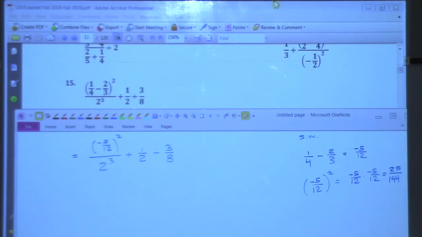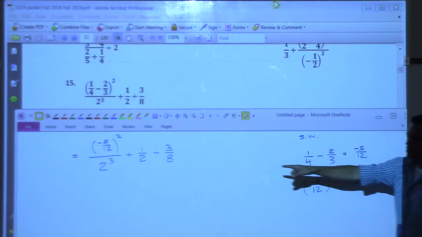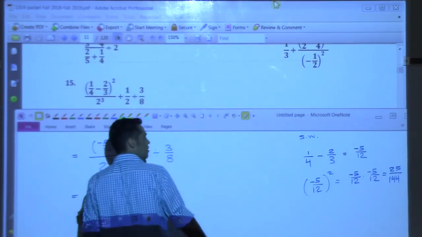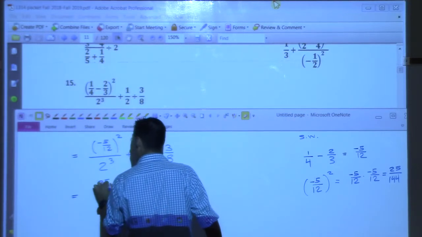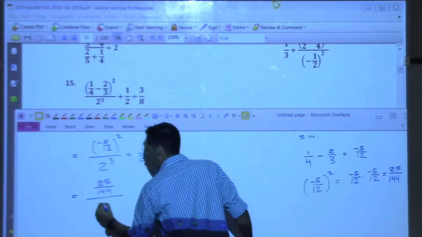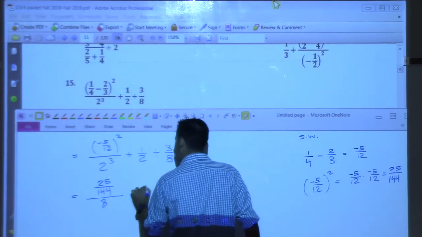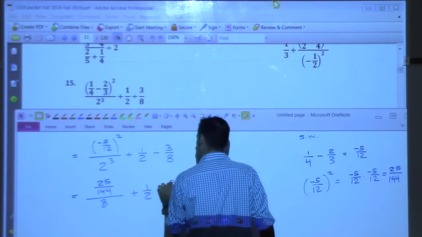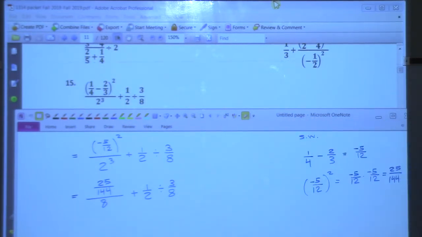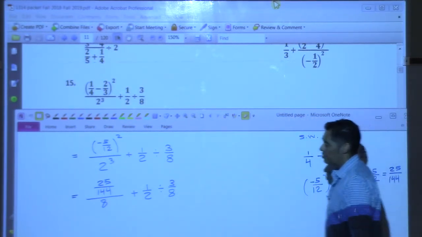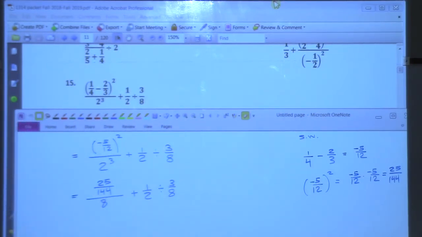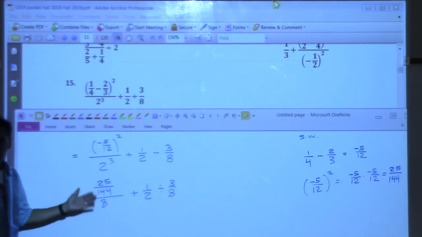Yes? Okay. And then on the bottom we have 2 cubed. 2 cubed is what? 8. Okay, so here's where we are. We are at 25 over 144 over 8 plus 1/2 divided by 3/8. We good up to that point? All right, next order of operation, multiplication and division from left to right. Yes? So we have division over here, don't we?